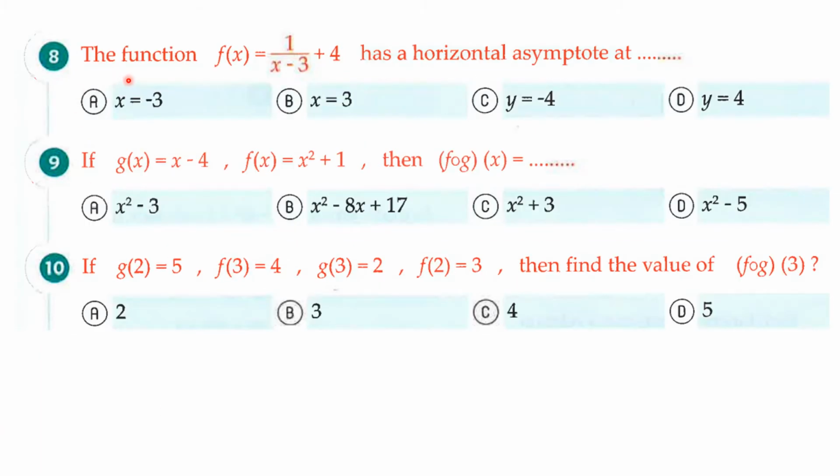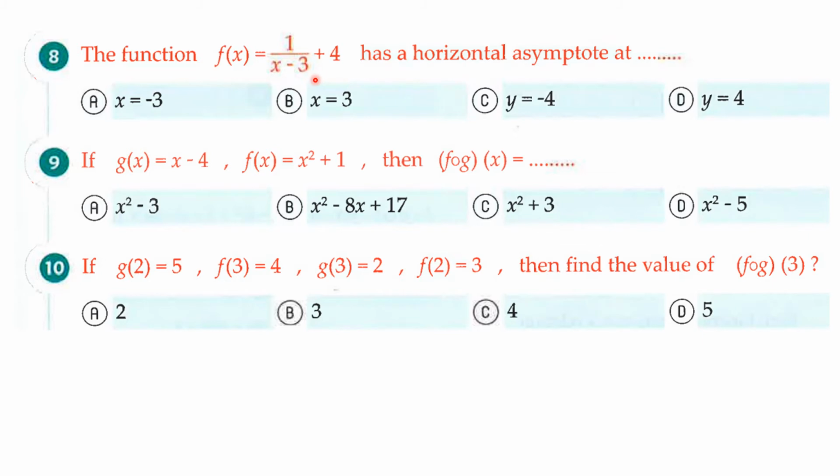Question number 8, the function f of x equals 1 over x minus 3 plus 4 has a horizontal asymptote at what? First of all, we took this in algebra 2 in rational functions. A horizontal asymptote, my eye has to be quickly on C and D. Why? Because horizontal asymptote is y equals, right? And if I were you, I would take y equals 4 because I'm seeing a 4 over here. And that's right. If this number is not there, then the horizontal asymptote is at y equals 0. If this number is there, then the horizontal asymptote is y equals 4.